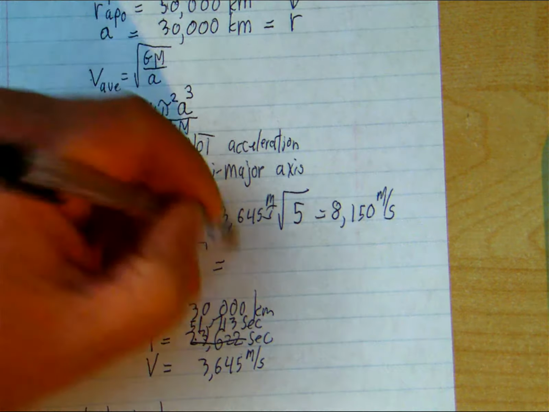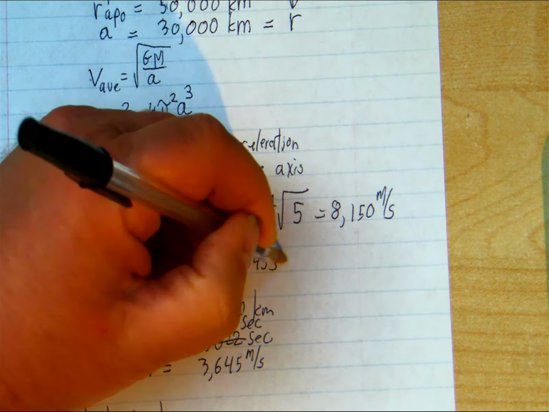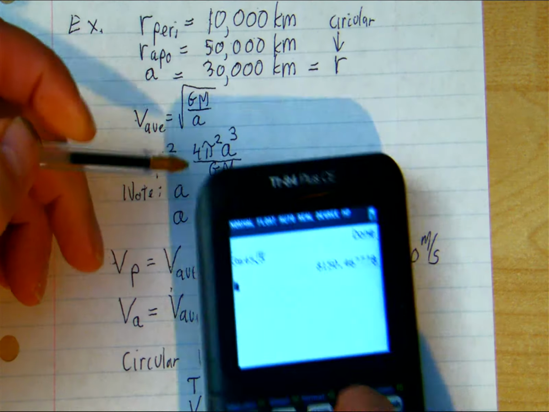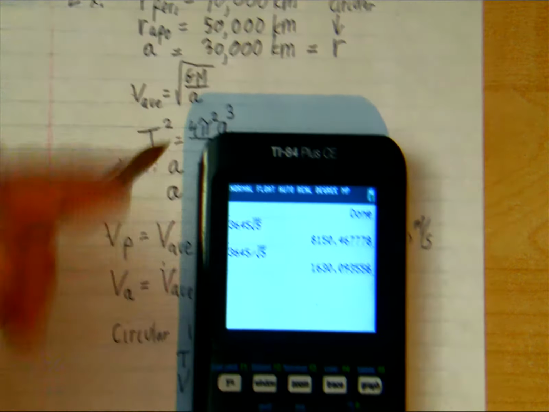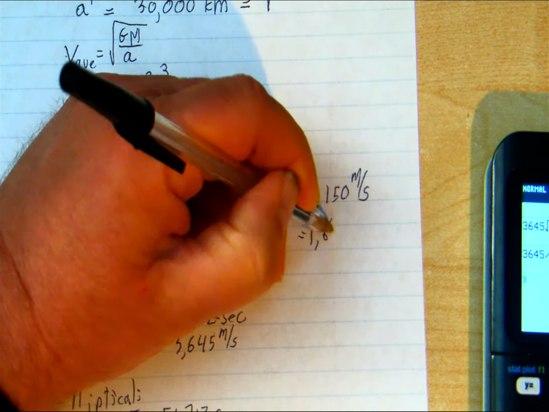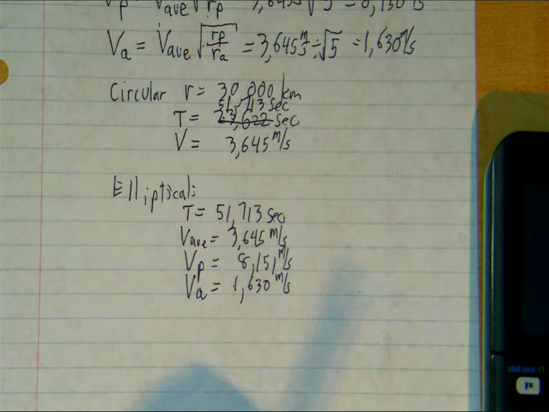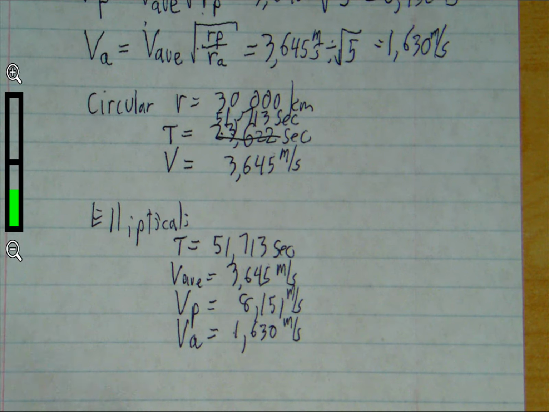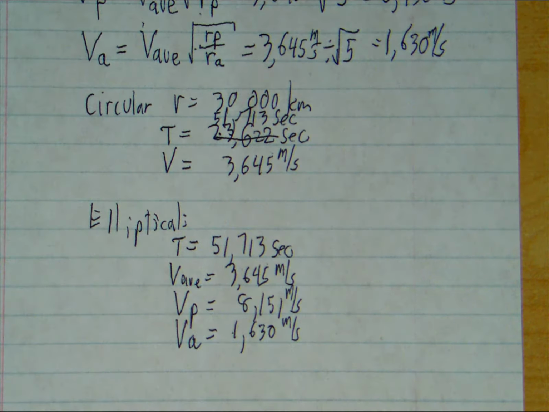And for the apoapsis, the average speed, 3,645 meters per second, is really divided by the square root of 5, which is the same thing as inverting and multiplying this term here. So if I go 3,645 divided by square root 5, enter, sure enough, I get 1,630 meters per second, in agreement with the fancy formula there. Or you could say, I correctly wrote the program to match the formula.